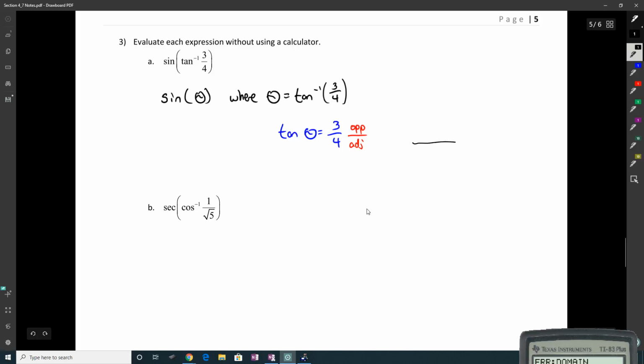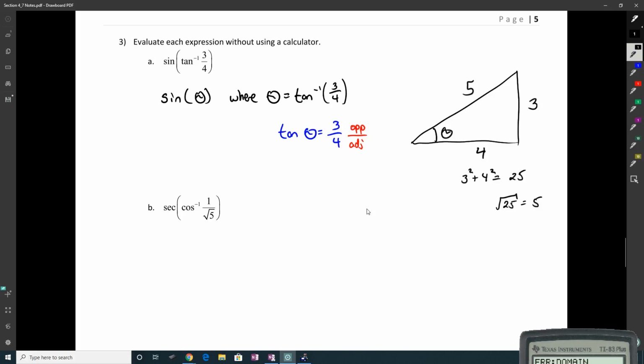So that means if I make a triangle, here's theta. Okay. Opposite would be 3. Adjacent would be 4. And this is a 3, 4, 5 triangle. Okay. So you can use a Pythagorean theorem. 3 squared plus 4 squared equals 25. And then the square root of 25 equals 5.